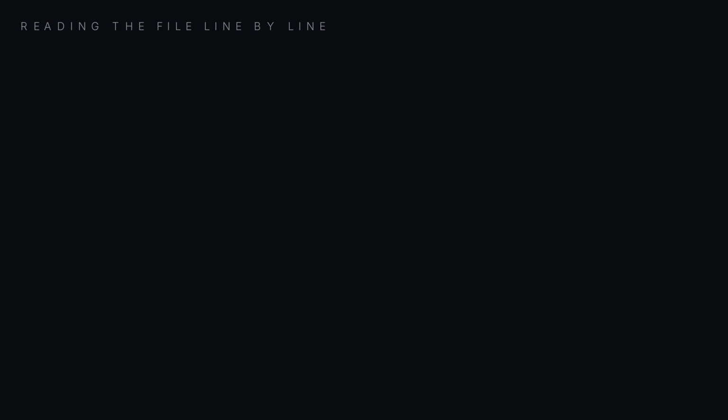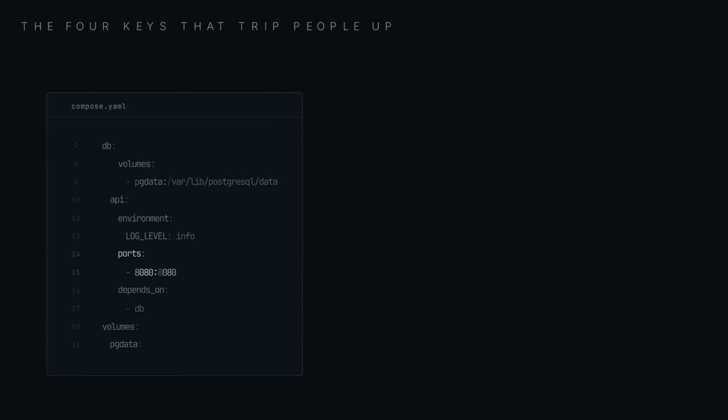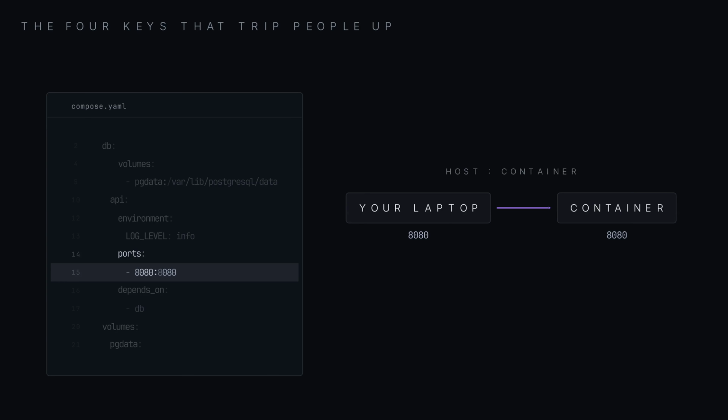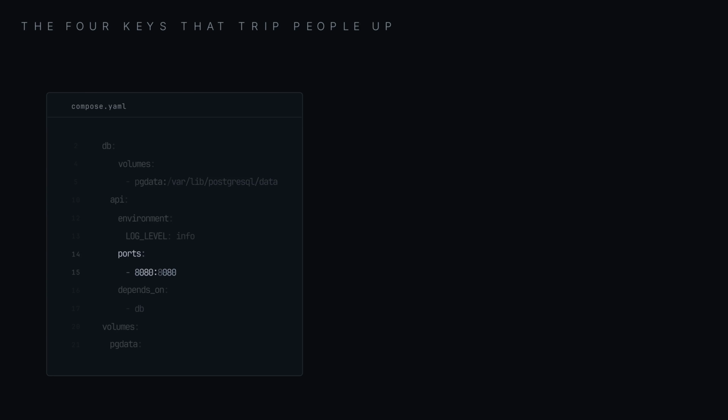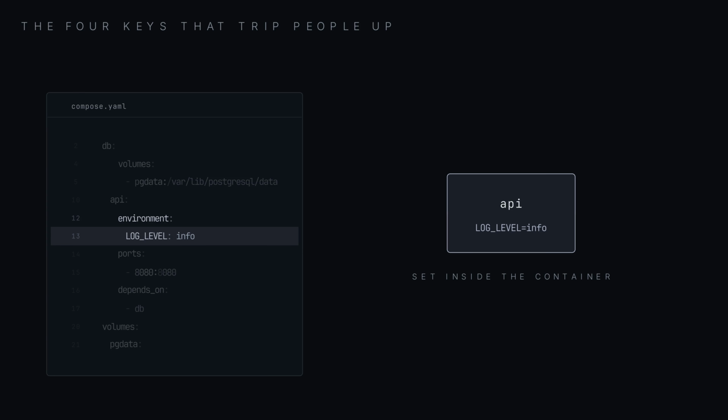Four more keys carry most of the confusion. Ports maps a port on your machine to a port inside the container, written host:container. So 8080:8080 is your laptop's 8080 reaching the container. Environment sets variables inside the container, which is where log level lives.